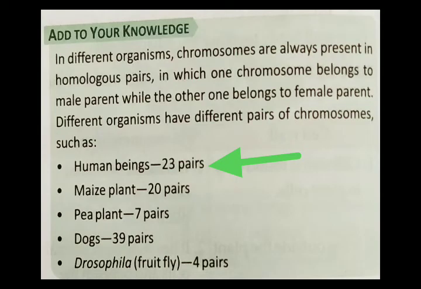And you must know how many pairs of chromosomes are present in humans. 23 pairs. In 8th class also you have read this. Some more I am telling, you can note it down. Maize plant, 20 pairs of chromosomes. Pea plant, 7 pairs. Dogs, 39 pairs. Drosophila, fruit fly, 4 pairs, right? So generally the chromosomes are present in pairs.